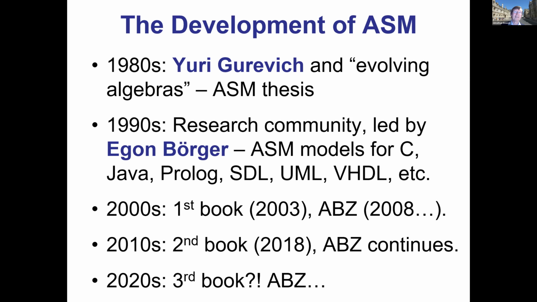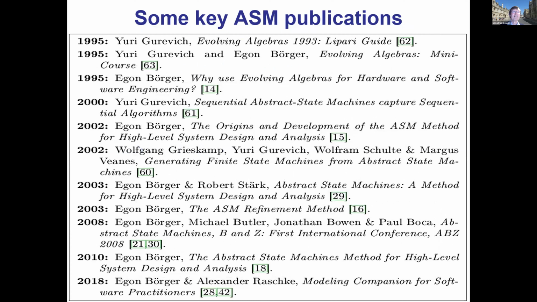In the ABZ conference, for instance, now ASM and B are the two major areas, and there's virtually no Z left. So Z, although it's being used in industry in certain areas, there's not much research going on anymore. It's developed now, especially into the B method and Event-B. You need key publications if you're doing research. This is just a few that have come out in ASM. You can see it's continued to this day with key publications appearing every so often.